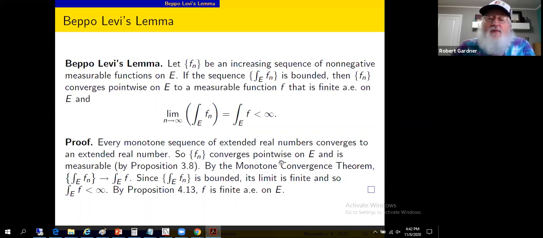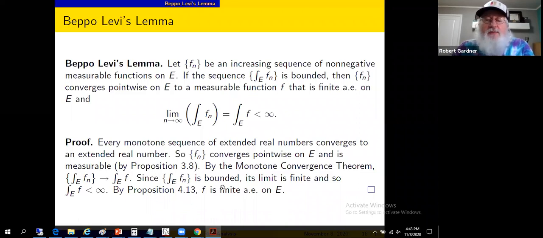So f sub n converges pointwise on E to some function f. That limit function is measurable. Pointwise limit of a sequence of measurable functions is measurable. Proposition 3.8 when we were talking measurable functions back in chapter 3. Monotone convergence theorem tells us the sequence of integrals approaches the integral of the limit. Limit of this sequence is the integral of the limit. The limit function is the function f.